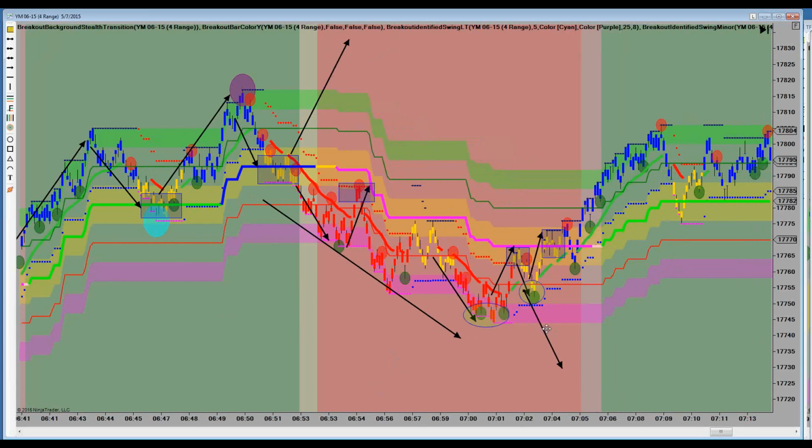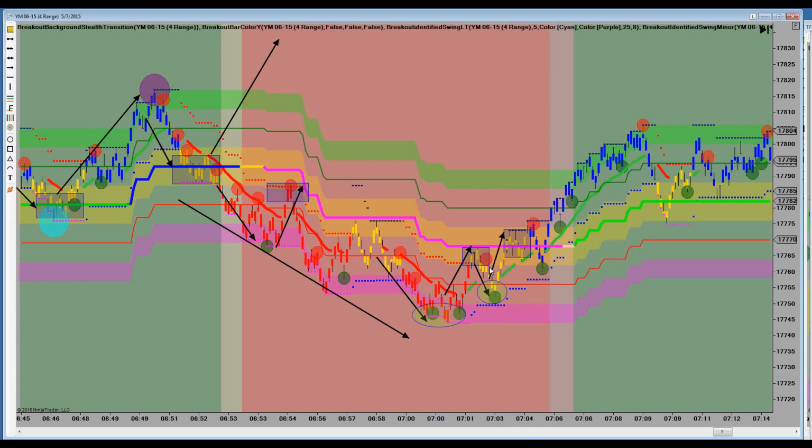Okay, so we reach another equilibrium over here. We didn't take out the low. That did not happen. And we come up and we reach an equilibrium. Now, this is the pattern. These are the patterns I'm talking about right here. Here it happens again.